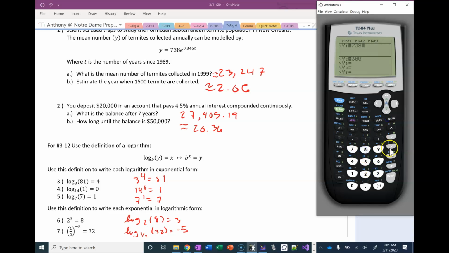To do part B, we're going to graph this. So 738 times e to the 0.345 times x, and then 1500. I know that from my answer to part A, certainly it has to be less than 10 years. And I got to see at least 1500, so I'll do 2000 there, so that seems fine. So there's my termites curve, there's my 1500 curve. Second trace, intersect, enter, enter, enter. So I get 2.06. Okay, thank you. Well, you're welcome.